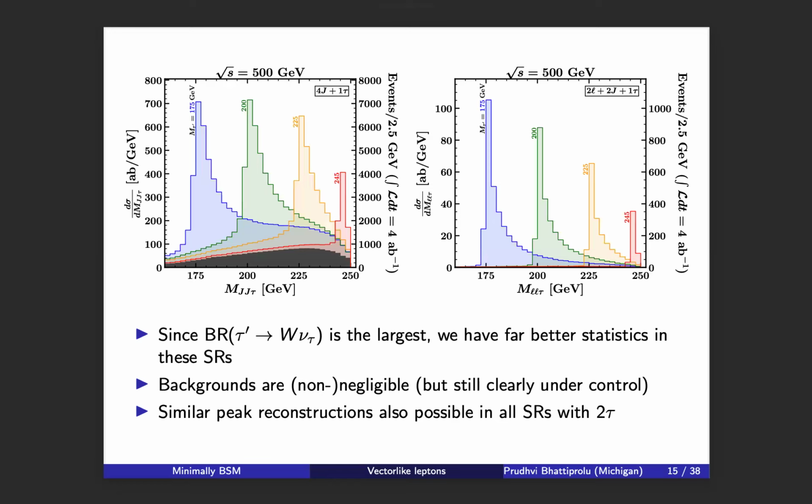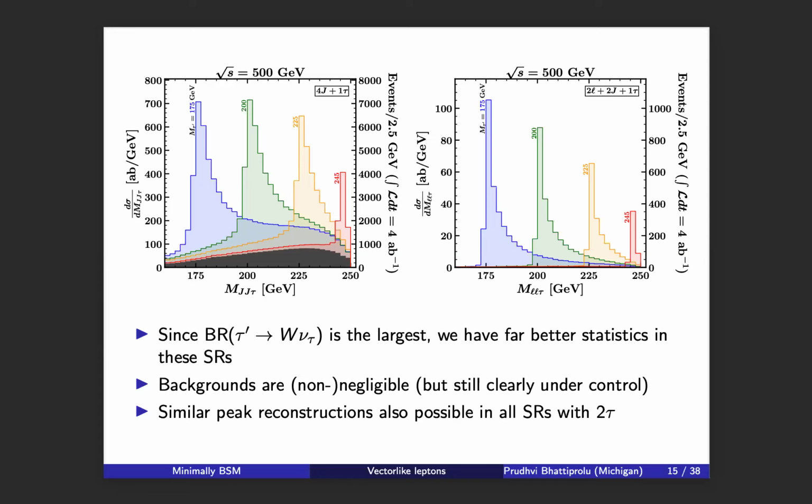And so here are the peak reconstructions in 2 different signal regions, namely 4-jet 1 tau and 2 lepton 2-jet 1 tau. And this is at 500 GeV, as I was mentioning. And on the right side, I'm showing the number of events if we assume the integrated luminosity of the 500 GeV machine to be 4 ab inverse. And so different colors correspond to different input masses of the tau primes. And these are stacked together with the black shaded histograms, which are the backgrounds.